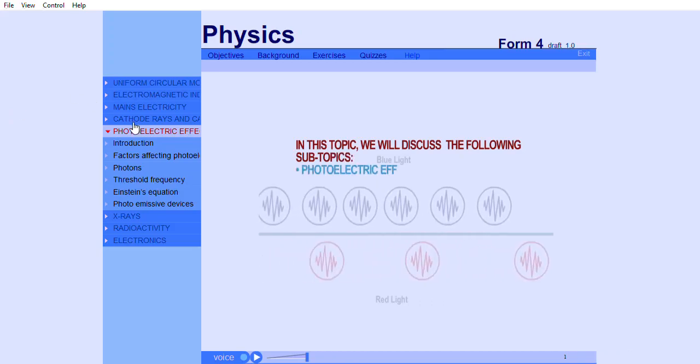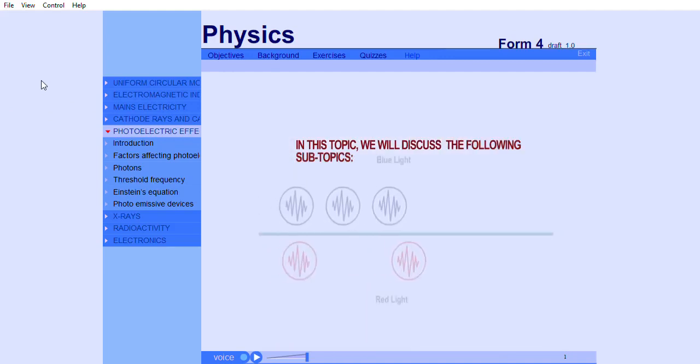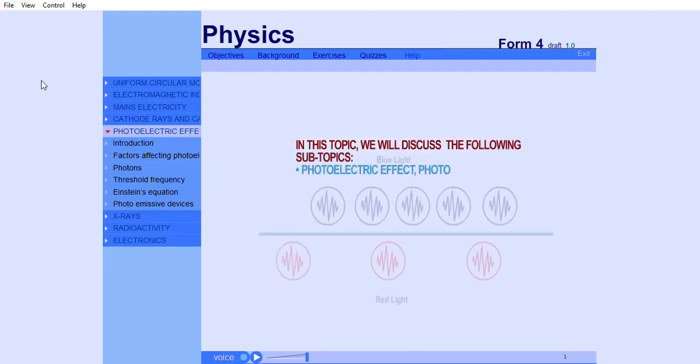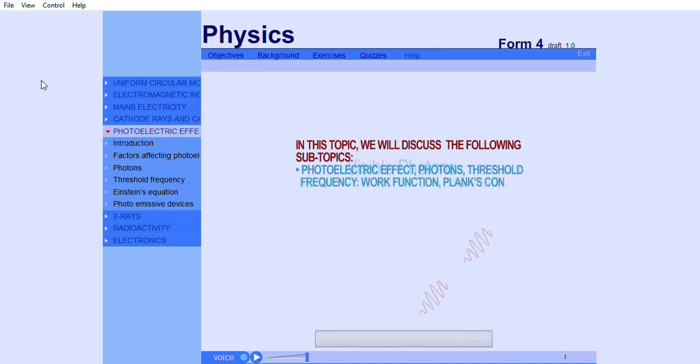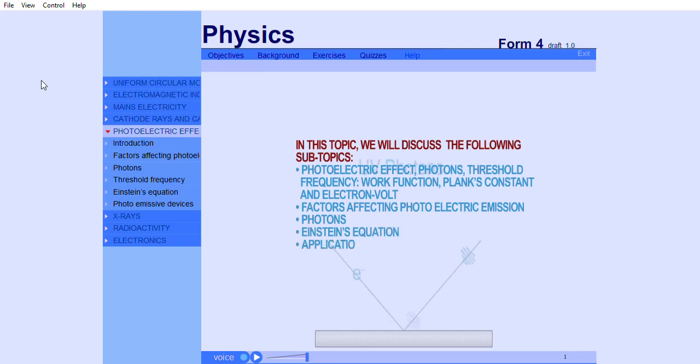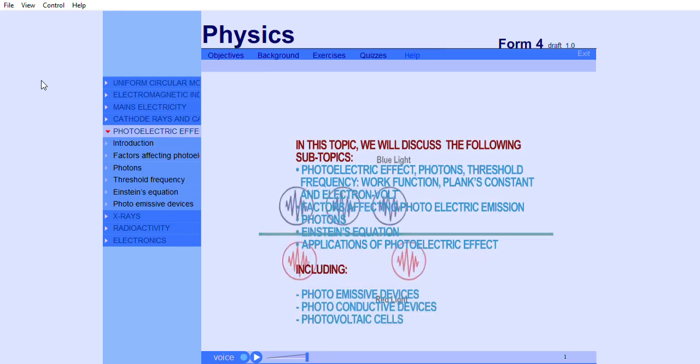Photoelectric effect, photons, threshold frequency. In this topic, we will discuss the following subtopics: photoelectric effect, photons, threshold frequency, work function, Planck's constant, and electron volt. Factors affecting photoelectric emission, photons, Einstein's equation, applications of photoelectric effect including photoemissive devices, photoconductive devices, and photovoltaic cells.